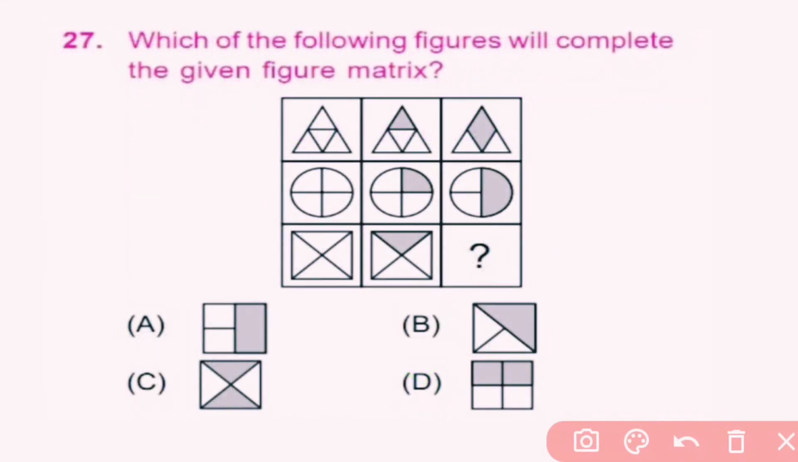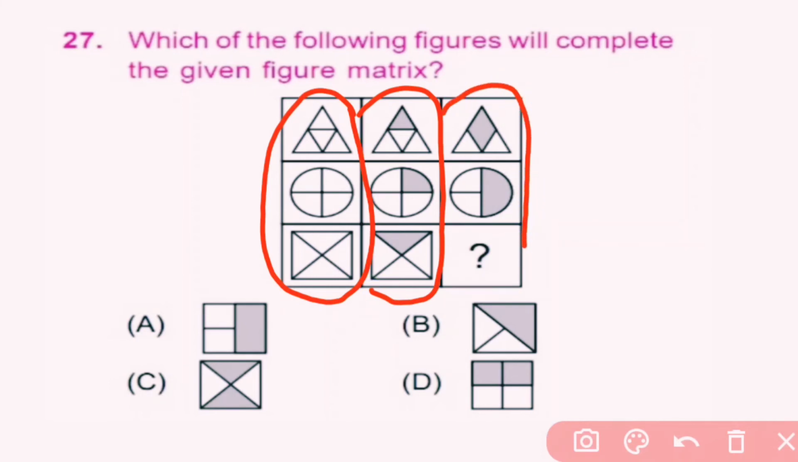Question number 27. Which of the following figures will complete the given figure matrix? So here all figures are unshaded. Here one part is shaded and here two parts are shaded and the middle line removed. So instead of the question mark, this figure will come. So B is the correct answer.